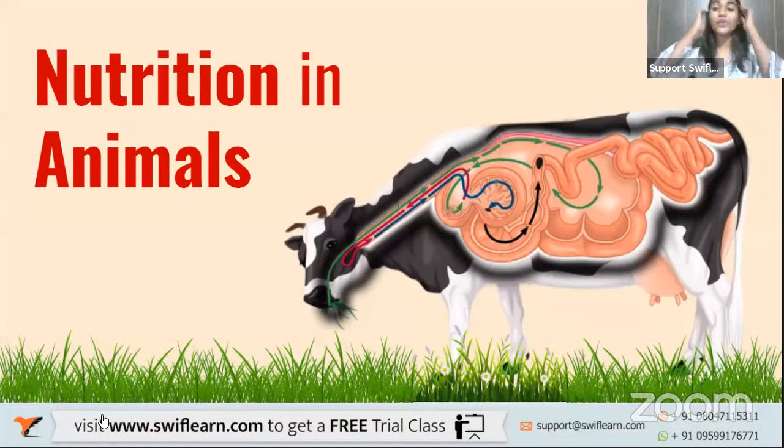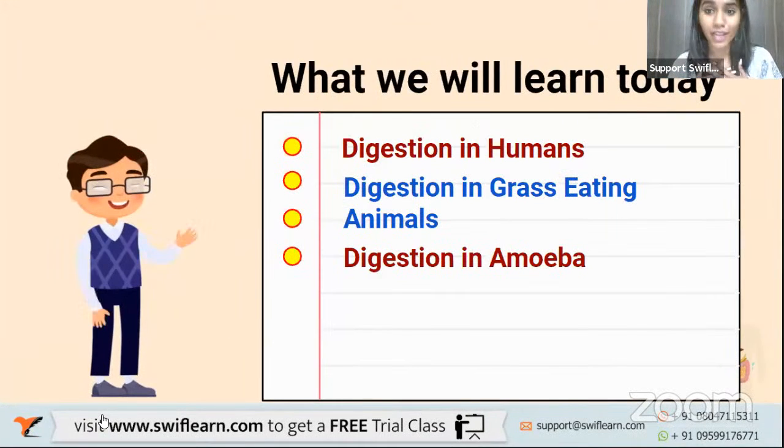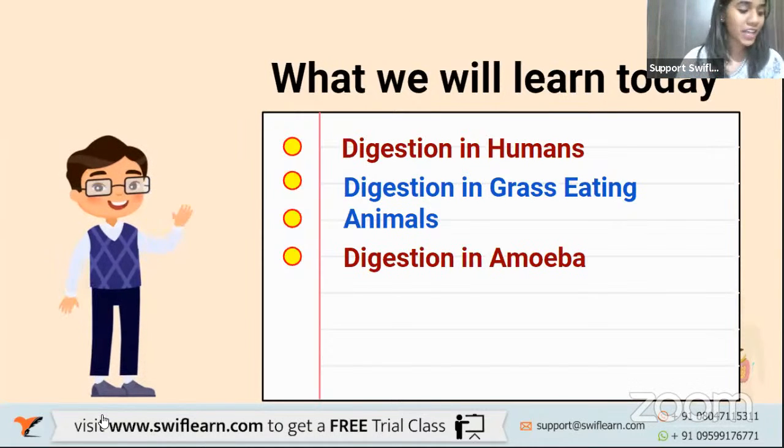Yeah, so moving on to nutrition in animals. These are some of the points that we are going to be covering today. We are going to learn what digestion is in humans, how the process of digestion happens in humans. We'll also be discussing the digestive process in grass-eating animals such as cows. And also we will be discussing the digestion in amoeba, which is a unicellular organism. So today we are going to be covering basically the process of digestion in humans, in grass-eating animals, and in amoeba.